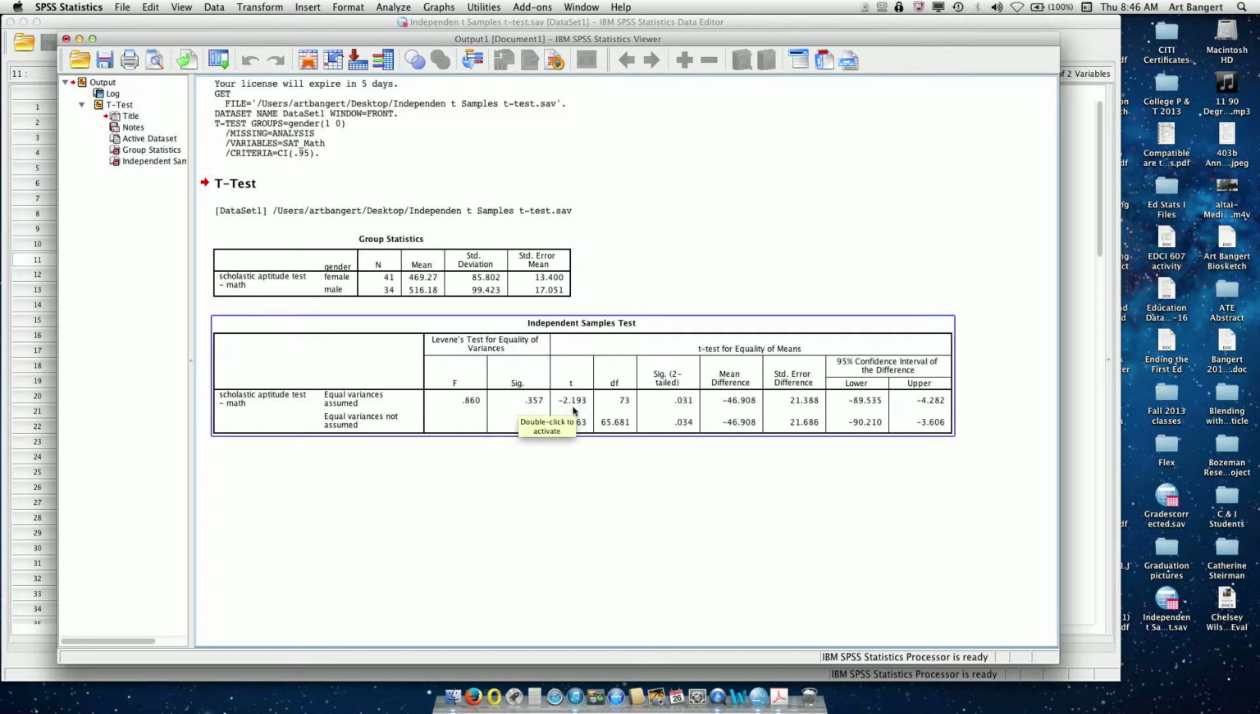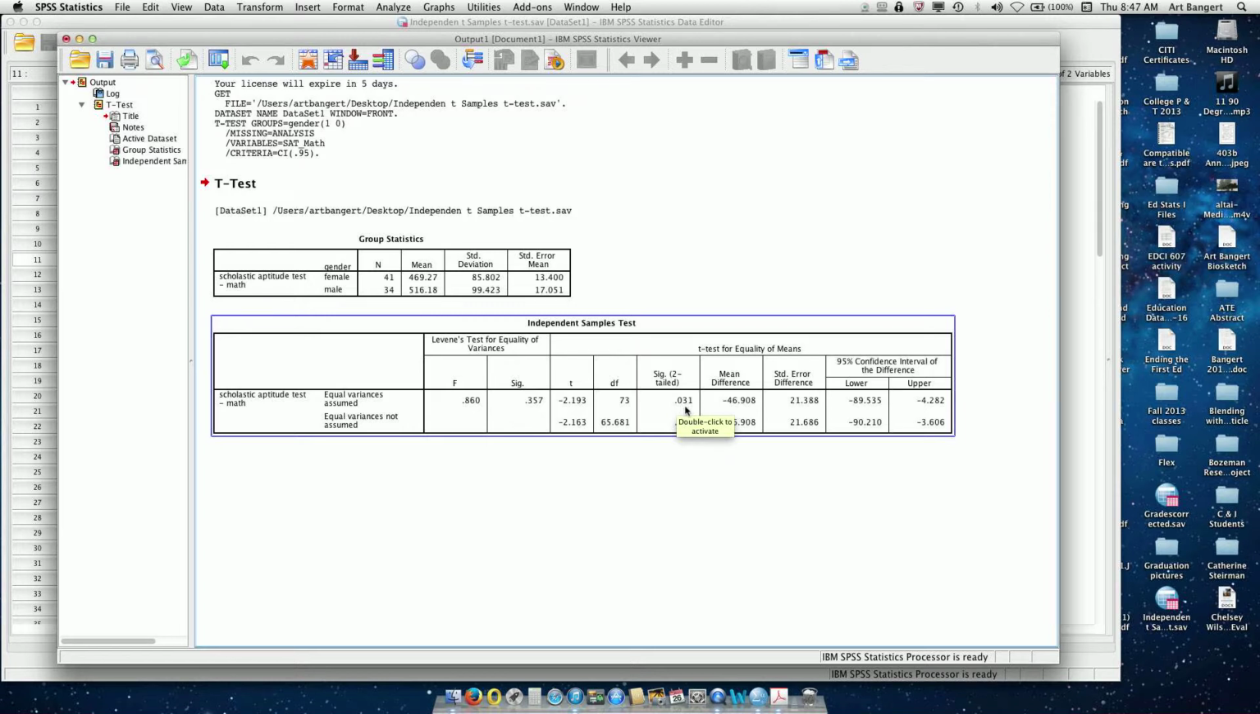Then we have our t-ratio and our degrees of freedom. And in this case, degrees of freedom are now calculated by the number of individuals in our analysis minus 2, because we have two groups. So we had 75 males and females minus 2 gives us 73 for our degrees of freedom. Our probability of making a type 1 error, or our significance level, is 0.031.